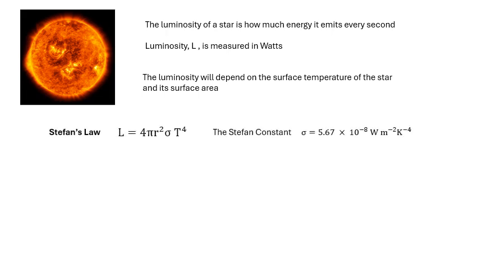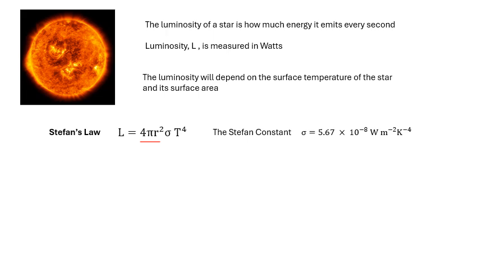The equation is Stefan's law. Looking at this equation, L is 4 pi r squared sigma times T to the 4. This 4 pi r squared, you might recognize that. That's the surface area of a sphere, isn't it? Sigma is a constant, and T is the temperature, T to the 4. You'll be given the value of the constant, the Stefan constant.